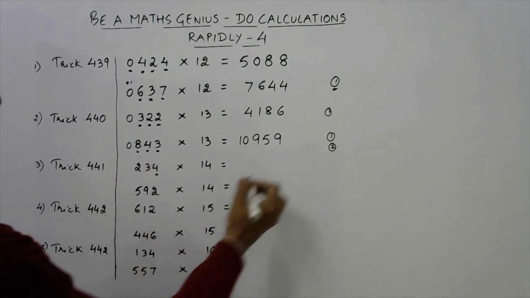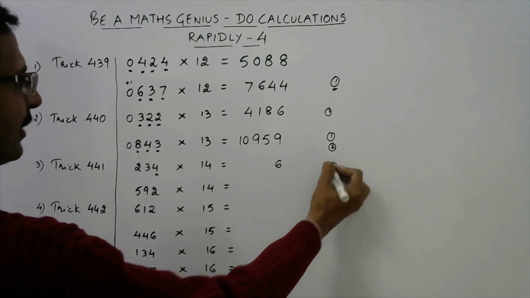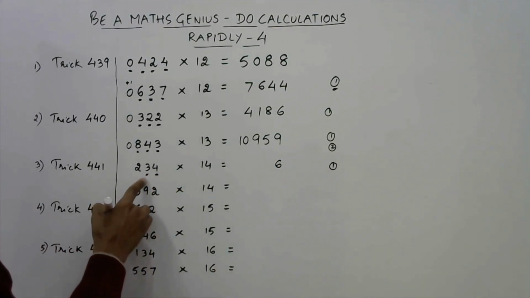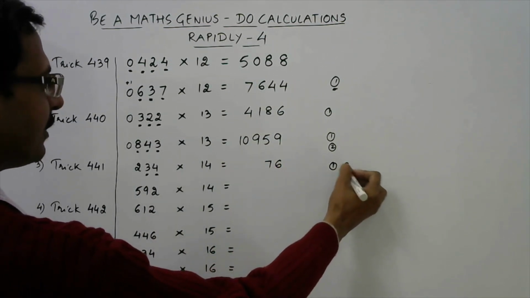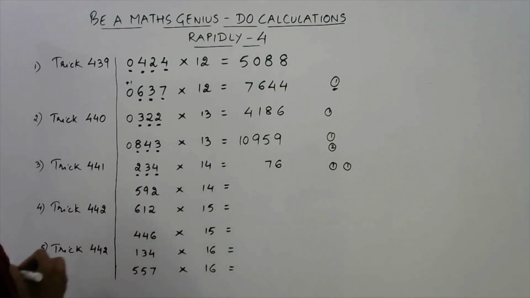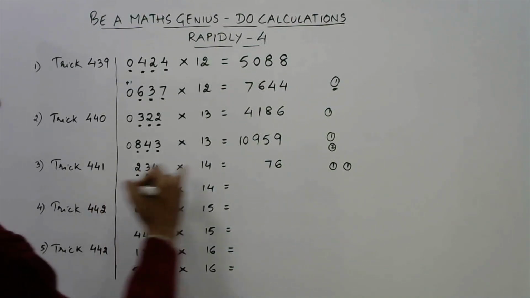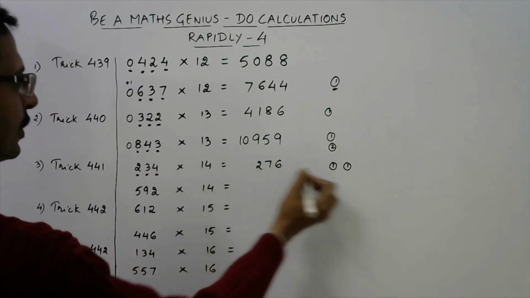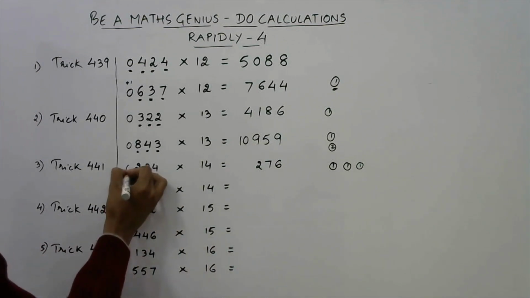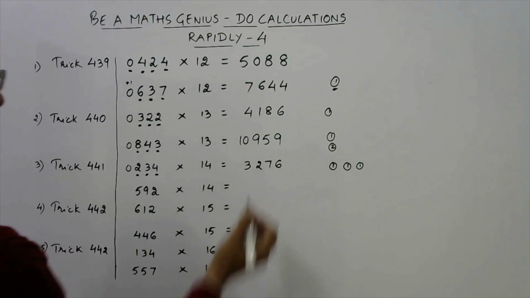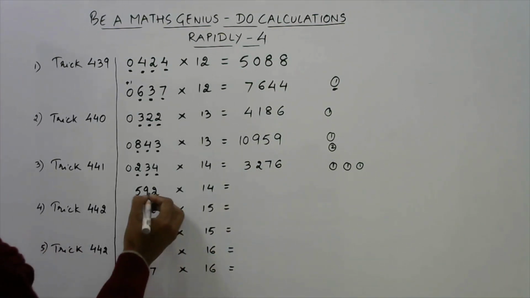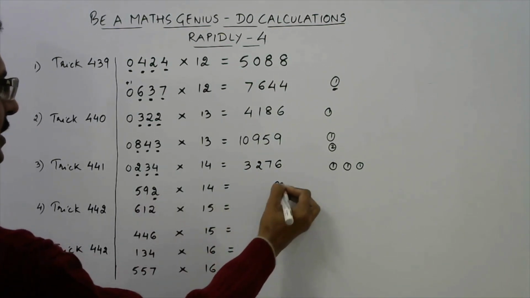4 4s are 16. 6, remember 1 carry. 4 3s are 12. Add the right place, that is 4. So 4 3s are 12, plus 4 16, plus 1 17. So remember the 1 carry again. 4 2s are 8, plus 3 11, plus 1 12. So remember the 1 carry. 4 zeros are 0, 0 plus 2, 2, 2 plus 1, 3. So 3276.